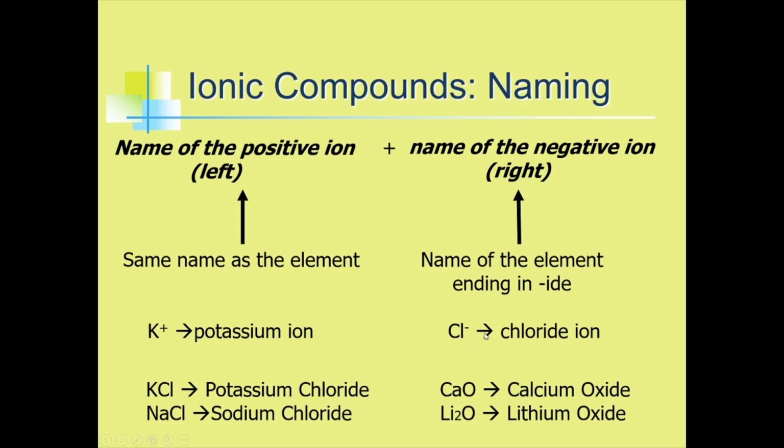So instead of chlorine, it's going to be chloride, or sometimes we have to make it up and add IDE at the end. So that's the end of the element. So if we mix potassium and chlorine together, we get what's called potassium chloride. So we change the ending of the last element to be IDE. So potassium chloride. Sodium and chlorine, for example, give us sodium chloride. Calcium and oxygen give us calcium oxide. Lithium and oxygen give us lithium oxide.